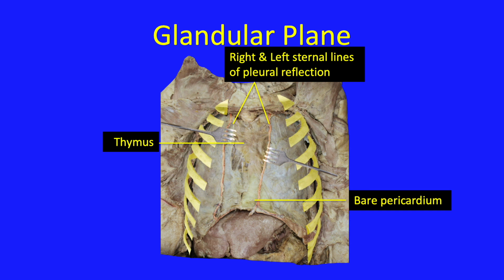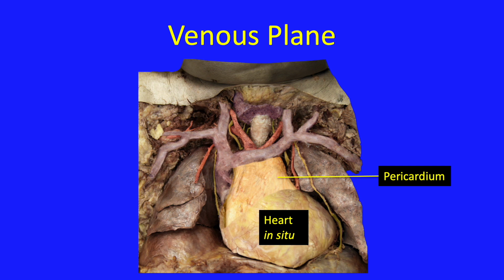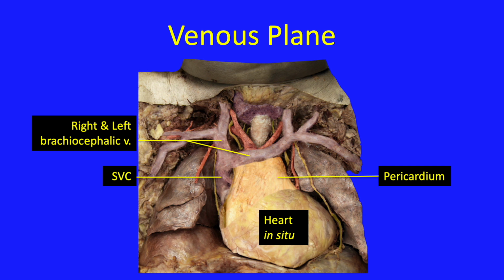To continue exposing the structures found in the superior mediastinum, we must remove the thymus and accompanying fat. Deep to the glandular plane, we encounter the venous plane. In this dissection, the heart is in situ and most of the pericardium has been removed. The superior vena cava is clearly visible on the right side of the heart. The right and left brachiocephalic veins drain to the SVC and are also found in this plane. The remaining pericardium is now removed to expose the next plane.